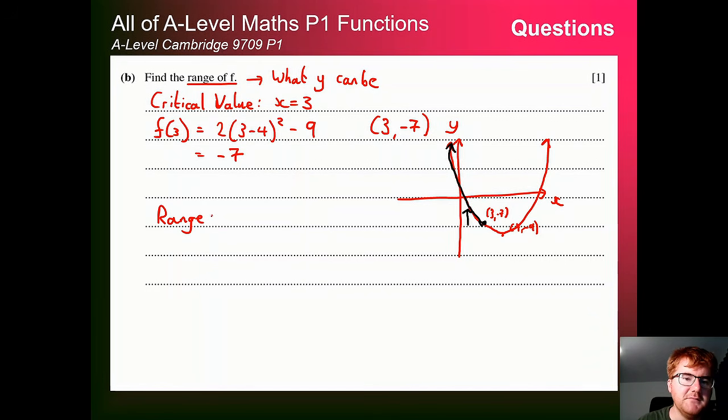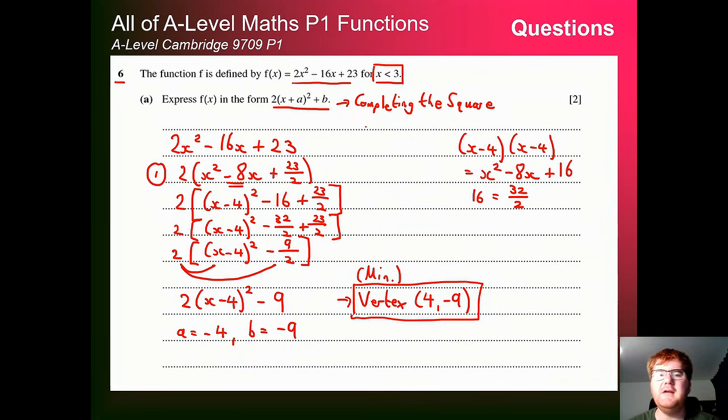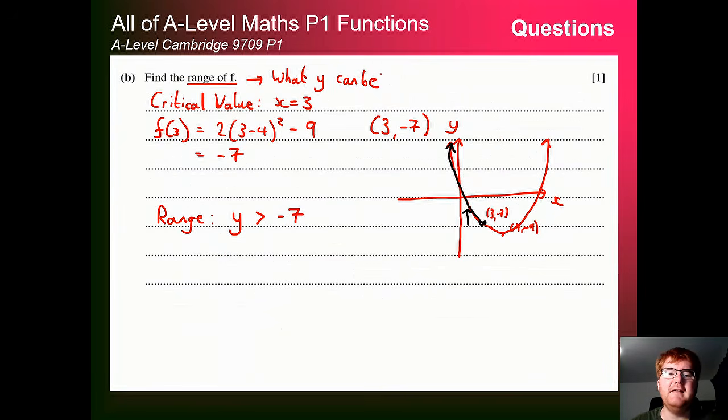It's a 1-mark question, so you can do it straight away. It's just y is greater than minus 7. Notice we have a strictly less than side, therefore this is a strictly greater than side. All the question is asking you to do, if I draw a quick sketch of the function here, is what's the range? What can y be? Well, everything above minus 7.